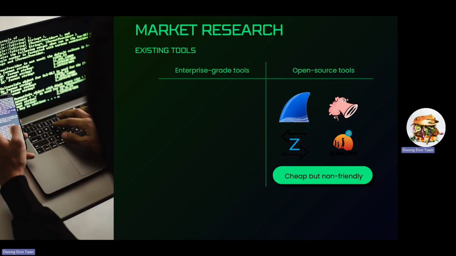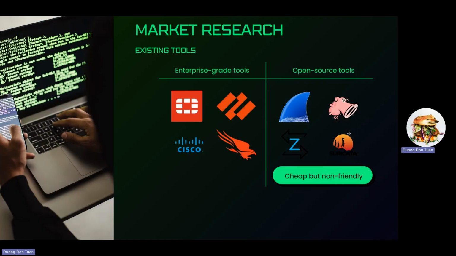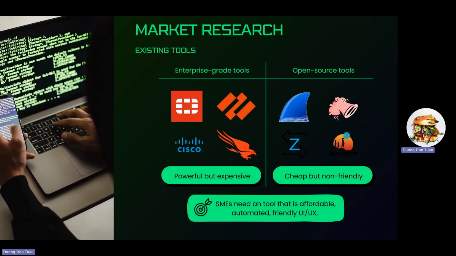On the other hand, companies like Palo Alto Networks, Fortinet, Cisco, and CrowdStrike offer very comprehensive solutions. They provide integrated protection across endpoints, networks, and the cloud. However, these solutions are expensive and complex to manage. So when we compare the two, there's a clear gap. What small and medium businesses and schools actually need is a solution that is affordable, lightweight, automated, and easy to use without requiring cybersecurity expertise.